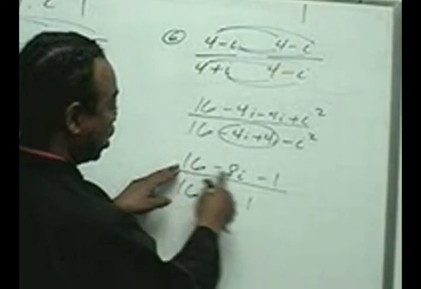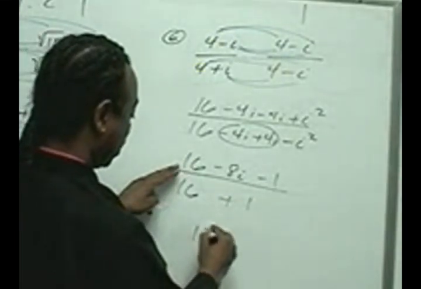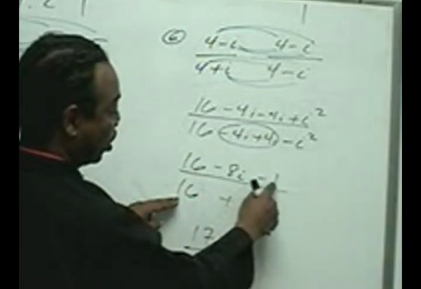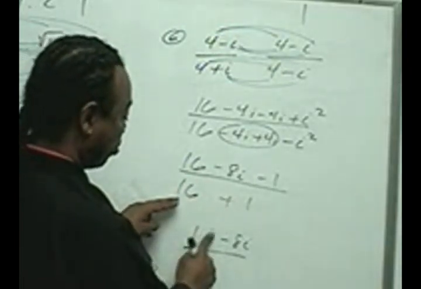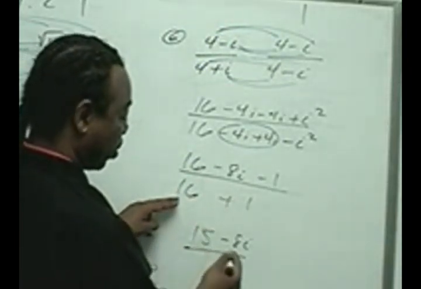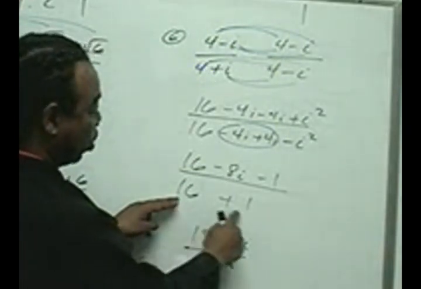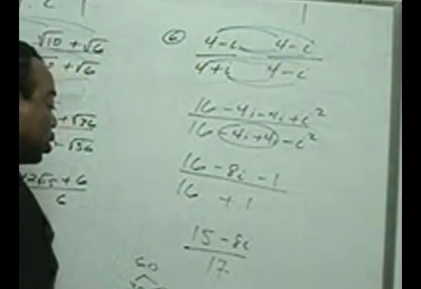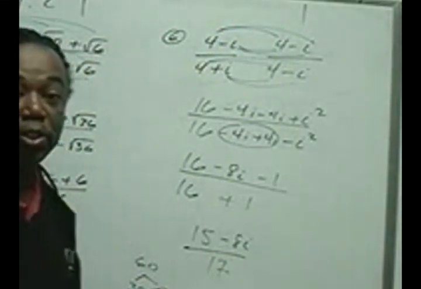Now we'll combine the 16 and the negative 1, and we'll get 15. Sorry about that. And the 16 and the 1 become 17. And so we have 15 minus 8i all over 17.